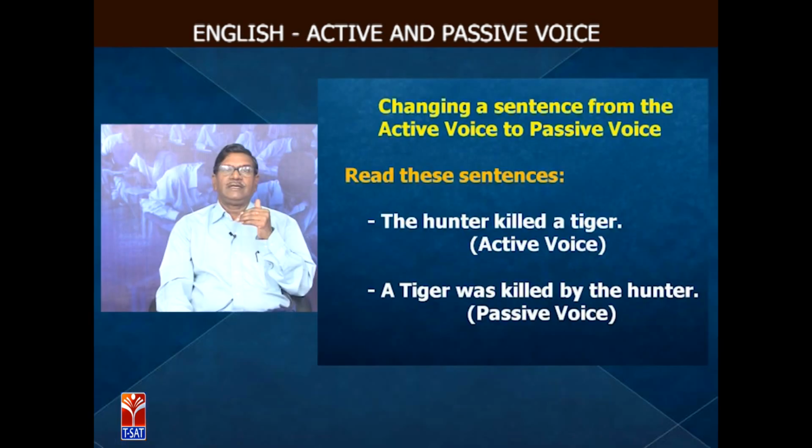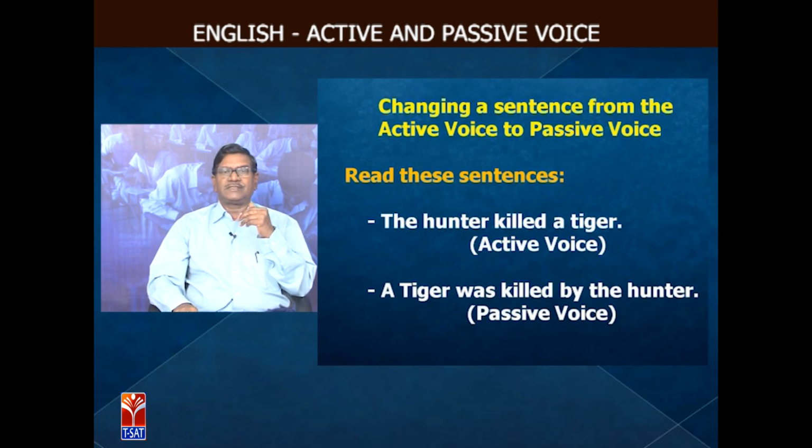So, by this we can notice some differences between the active voice and passive voice. In the active voice sentence, the subject is active, whereas in the passive voice, the subject is not active, the subject did nothing, but passively allows something to be done to it. So, that is one difference. And the verb undergoes some change when changing a sentence from active to passive.